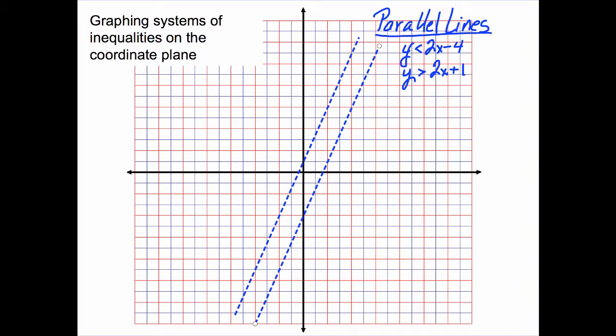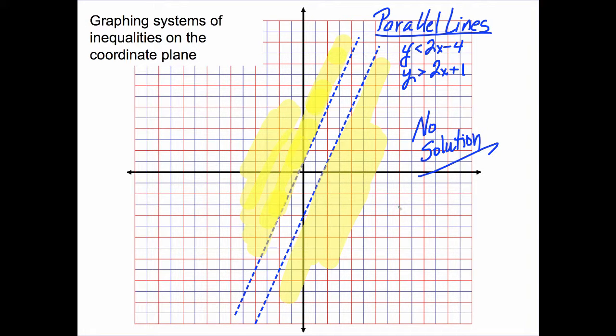But now let's check out which regions we shade. For y is less than 2x minus 4, that's the lower line, that would be this region over here. For y is greater than 2x plus 1, that would be this region here. And we'll notice in this case that there is no solution because the two regions do not overlap. So this is a case where there's no solution.